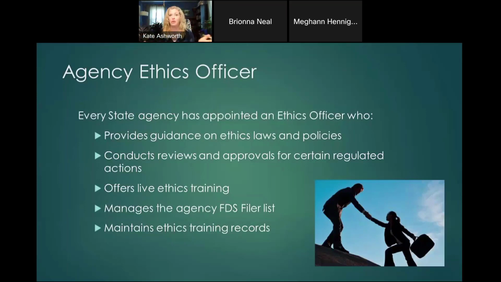I know you are. So we give a brief rundown about who the ethics officer is and what the main tasks of the agency ethics officer are. But this is a good opportunity for you to be able to give any contact information for your ethics officers when you do it. All right.